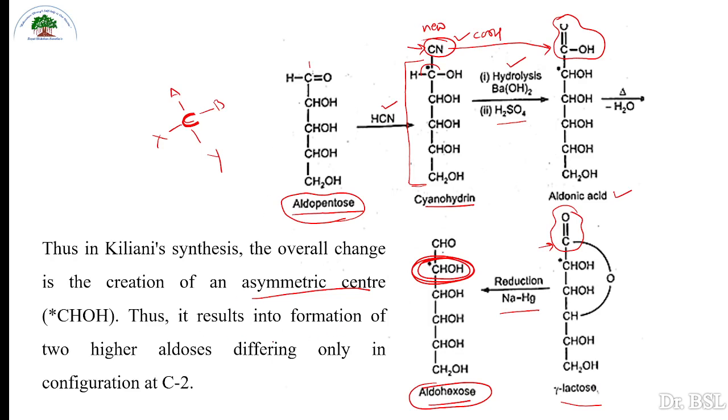Thus, it results in the formation of two higher aldoses differing only in the configuration at C2. So two compounds are formed, and these are epimers. They differ only in the configuration at C2.